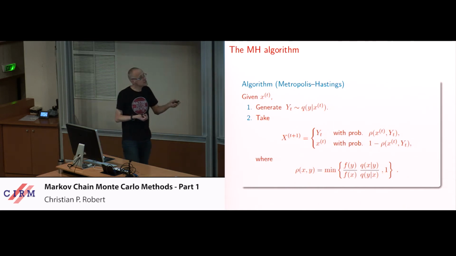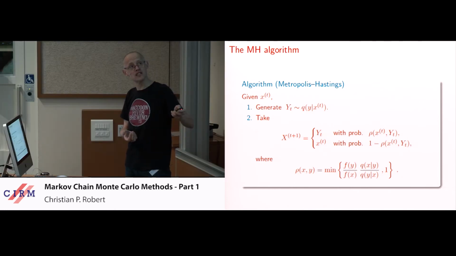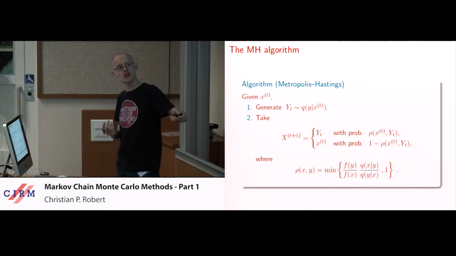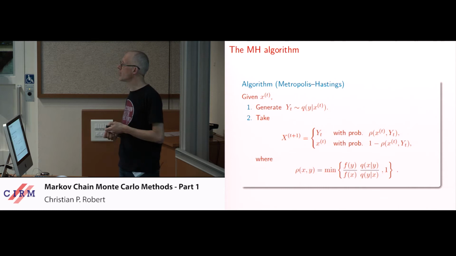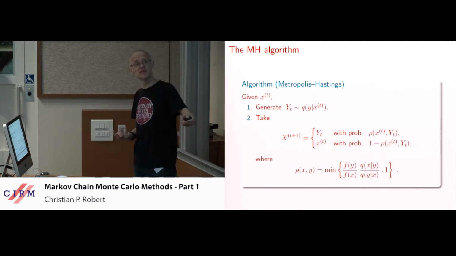And rho is connected with f. That's where f appears. It is a ratio of f of y over f of x. So y is a new value. So how likely is it compared with x in terms of the target? And then there is a correction for using Q, which is the inverse ratio, Q of y given x over Q of x given y, which is what we actually use to simulate the y.